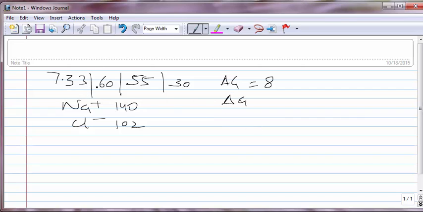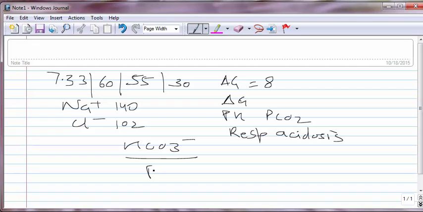Now pH and PCO2 are going in different directions, so that's a respiratory mechanism. And since pH is less than 7.4, it is respiratory acidosis. Let us see whether it is acute or chronic. Go for bicarb and PCO2. Now PCO2 has changed by 20 units, and bicarb, see, from 24 it has gone up to 30, so that has changed by 6 units.